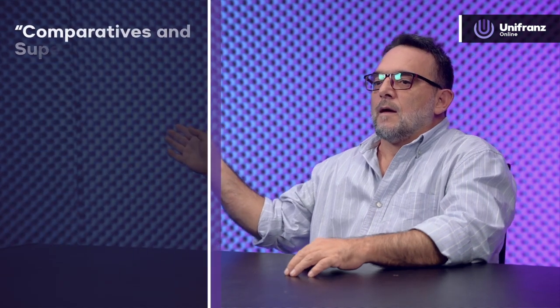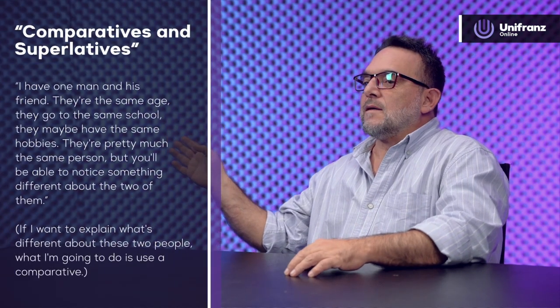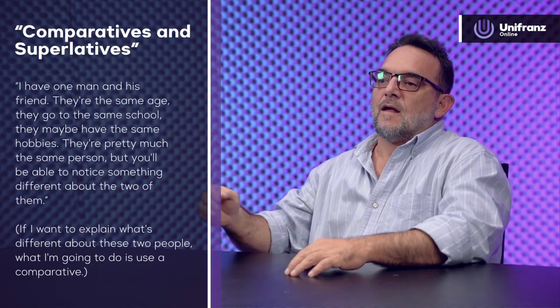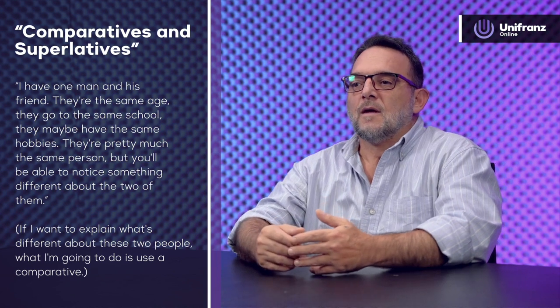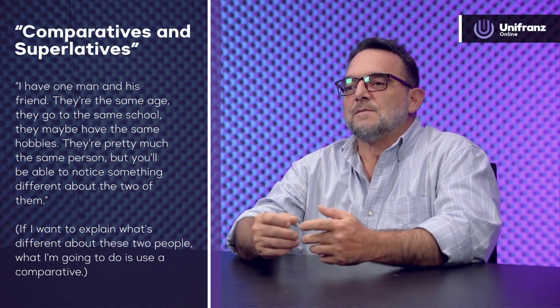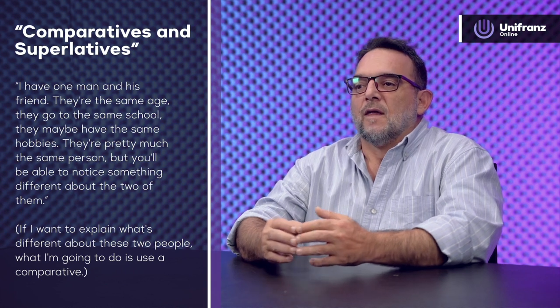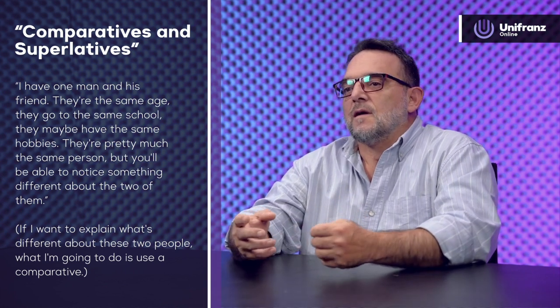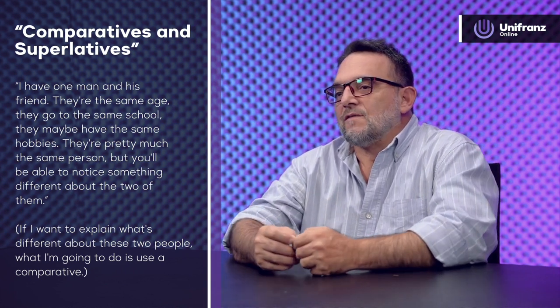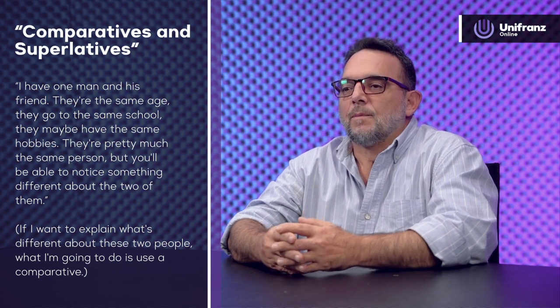Now, this is not the most difficult grammar. I think you've seen this before. For example, let's compare these two handsome gentlemen over here. I have one man and his friend. They're the same age, they go to the same school. They maybe have the same hobbies. They're pretty much the same person, but you'll be able to notice something different about the two of them.